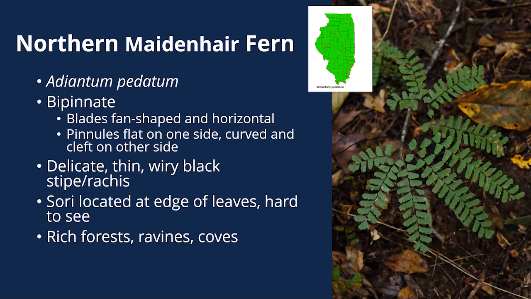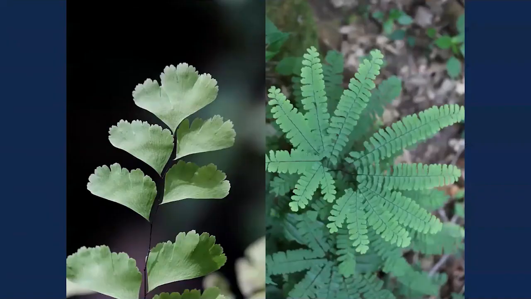This one's unusual, though. A lot of times you have to look very closely, but you can find the sori. Here they occur right at the edge of the leaf, so much so that the leaf usually curls around and hides them. So sometimes it's hard to find those sori on it. But this occurs in rich forests, ravines, coves, often really high quality sites.